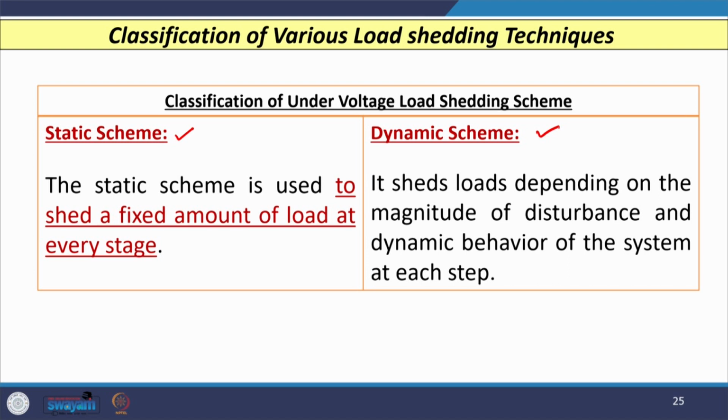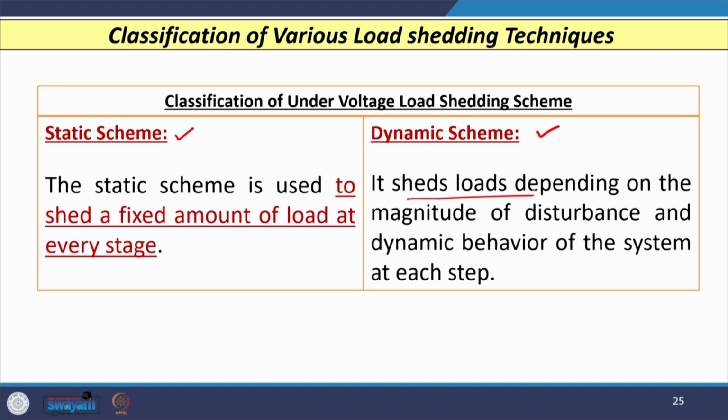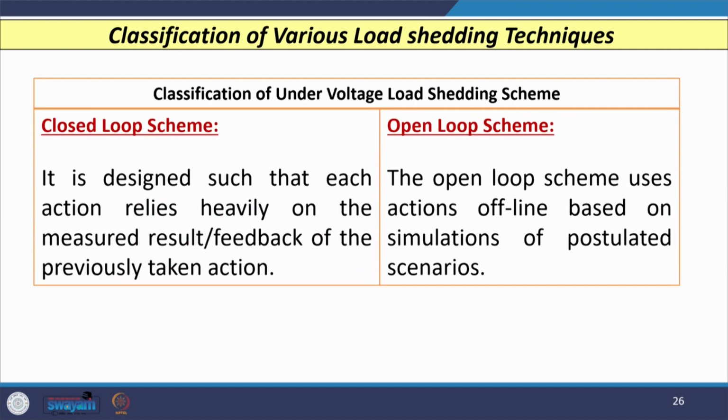The static scheme is used to shed a fixed amount of load at every stage. So, you cannot change the load amount, you have to shed the load that is fixed, whereas in case of dynamic scheme, it sheds the load depending on the magnitude of disturbance and the dynamic behavior of the system at each step. So, this is the difference between static and dynamic scheme.